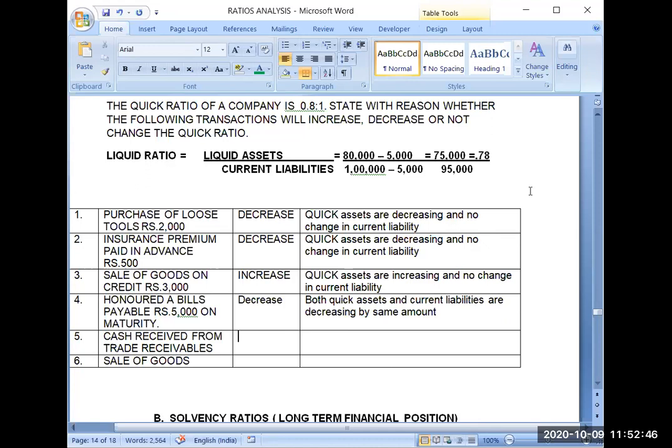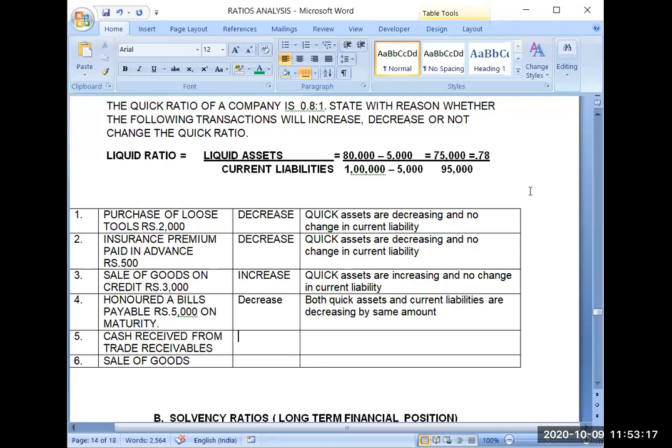The next one is cash received from trade receivables. Now you are receiving cash from your debtors. Suppose trade receivables include 2 items, debtors and bills receivable. So your entry can be cash account debit to trade receivables. Trade receivable is a part of your liquid assets. And if you are receiving cash from them, obviously trade receivable will get reduced, means your liquid asset will get reduced. But at the same time, the same amount will get increased in cash.